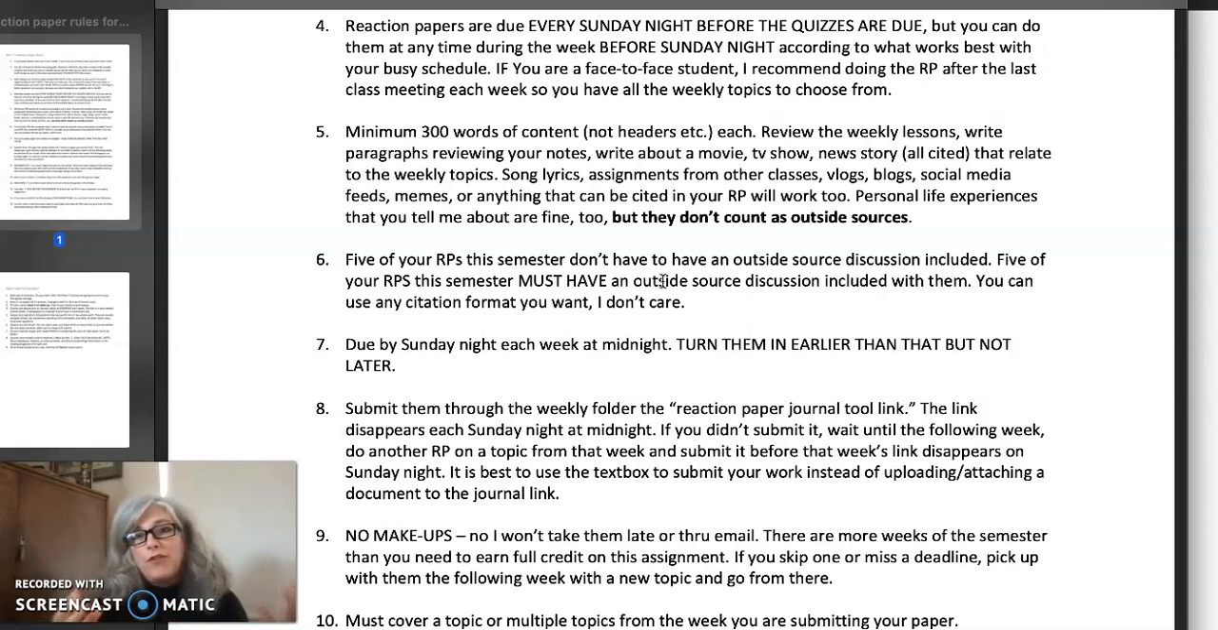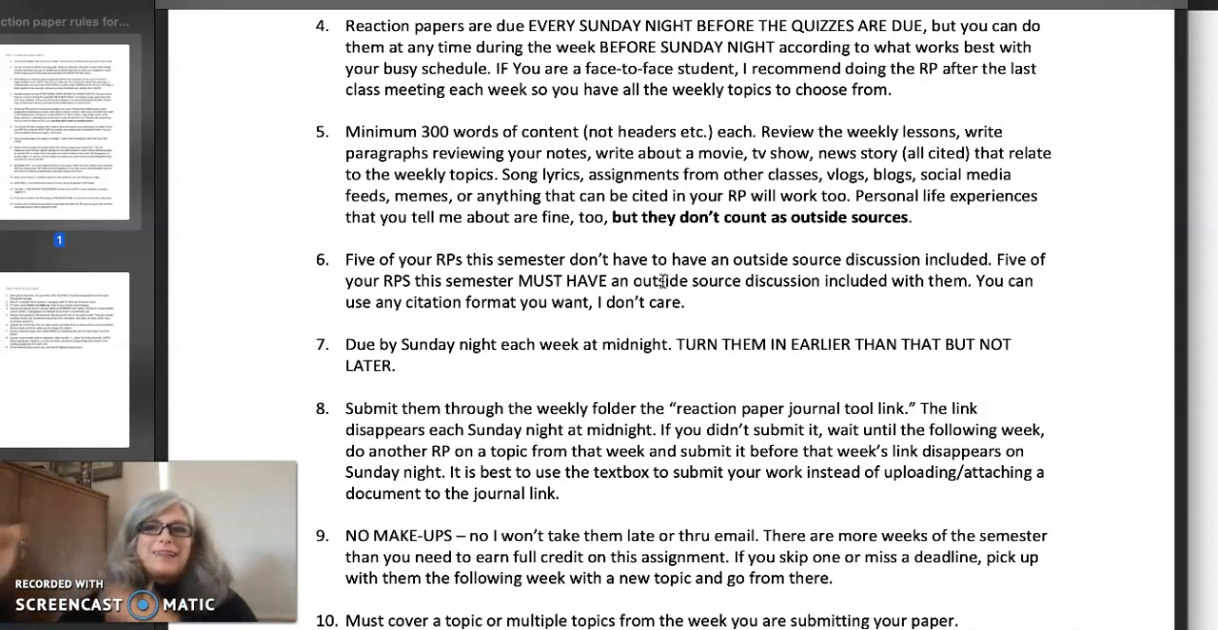I don't want one of my comments to be, hey, you don't get credit for this paper because I don't understand how it links to sociology. You've got to tell me every step of the way. It links to sociology this way. Your outside source, the same thing. If you do an episode of King of the Hill and you want to analyze its sociology, then you're going to have to tell me episode blah of King of the Hill relates to sociology this way.